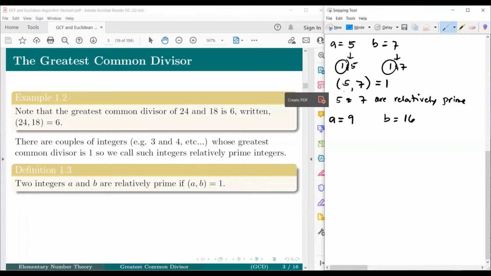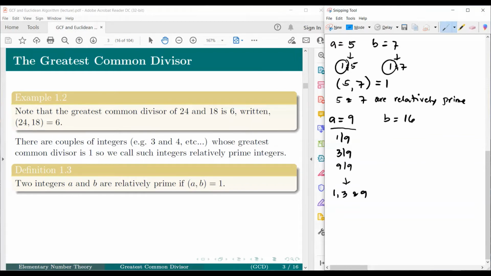So let's check the divisors of 9. Here, we know that 1 divides 9. What else? 3 divides 9, and 9 divides 9. Therefore, the factors or divisors of 9 are 1, 3, and 9.